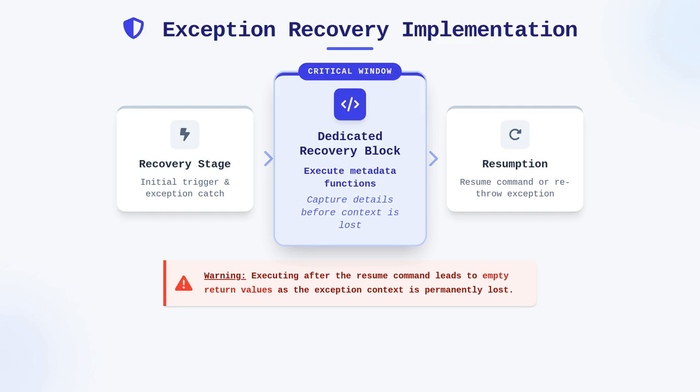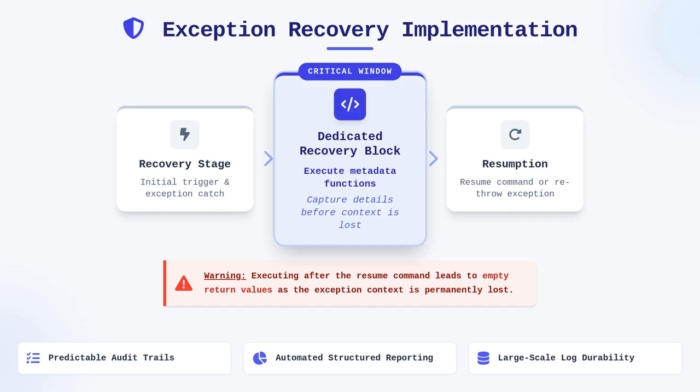By maintaining a standard pattern for capturing this metadata in every recovery block, you establish a predictable audit trail that remains consistent across all your processes. This consistency makes it significantly easier to create automated reports based on log data, as your error signatures will always adhere to a known, structured format. Focusing on the durability of your error logs is as important as the logic of the automation itself, particularly in large-scale deployments.